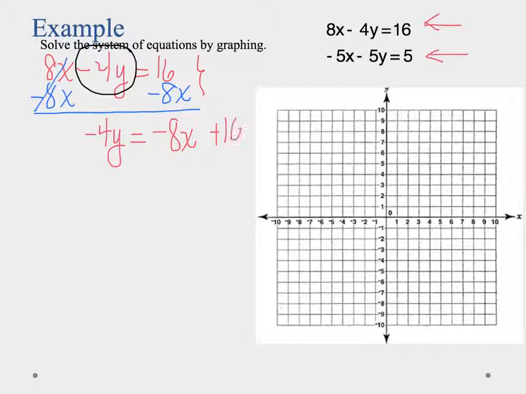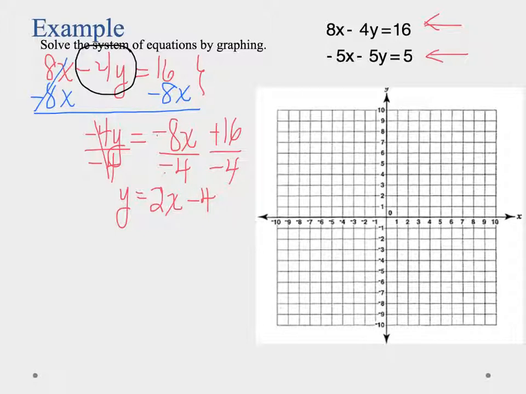Negative 8x plus 16. Now I'm not done yet because the y still has this negative 4 attached, and they're attached by multiplication, so I'm going to divide by negative 4 because I always use the opposite operation. Divide by negative 4, divide by negative 4. My 4's cancel out. I'm left with y equals negative divided by negative is positive, and 8 divided by 4 is 2. And here's my x. 16 divided by negative 4 is negative 4.